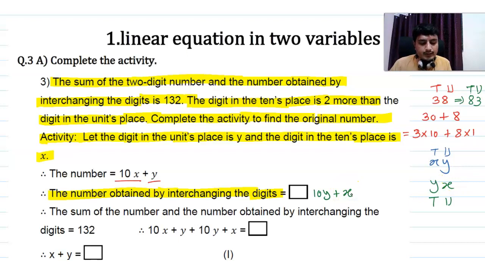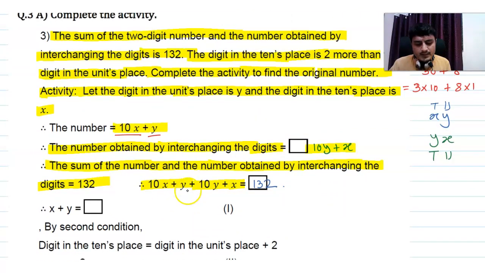We are getting x into 1 is x. So the number obtained by interchanging the digits, we are getting the new number, that is 10y plus x. Now the next statement we have, the sum of the number and the number obtained by interchanging the digits is 132. That means we have the original number 10x plus y and the number obtained by interchanging the digits, that is 10y plus x, and the sum of them is 132.